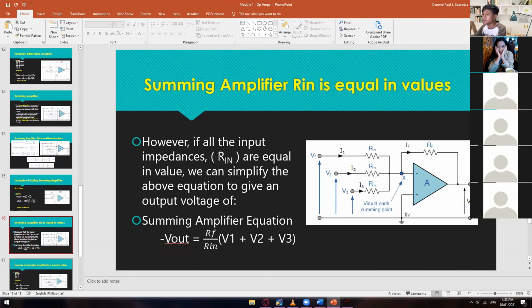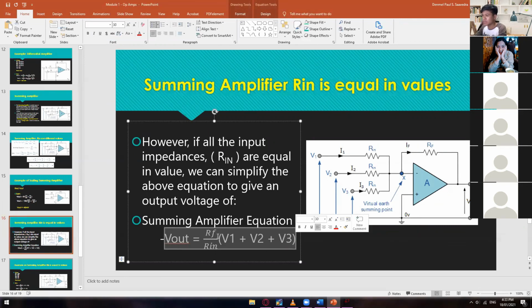Anyway, so this is the second type of summing amplifier wherein Rin is equal in values. So meaning your Rin or your R1, R2, and R3 are the same, or they have the same values. Okay. So if ever that is the case, then we can just simply use this formula. So this one is much more simpler when it comes to having the same values of Rin. So negative V out is equal to Rf divided by Rin times V1 plus V2 plus V3.